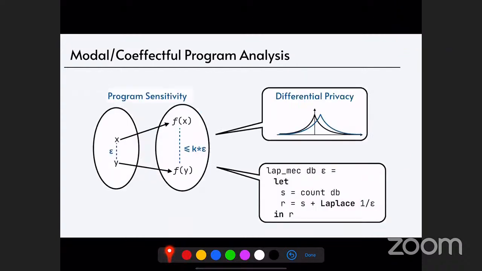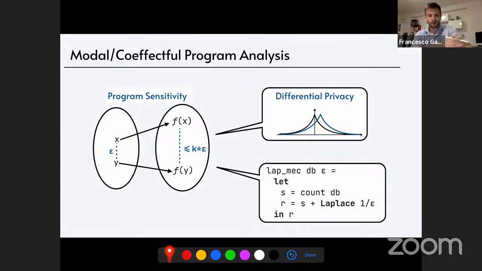And the second example, where we have a modal or coeffectful analysis of programs, is program sensitivity. I know that you had a talk related to this notion by Marco Gaboardi a few weeks ago. So I guess you're already familiar with these things and with its many applications to differential privacy. Just to recall in a nutshell what we mean by program sensitivity: what we want to understand here is essentially how much programs amplify errors in the input.